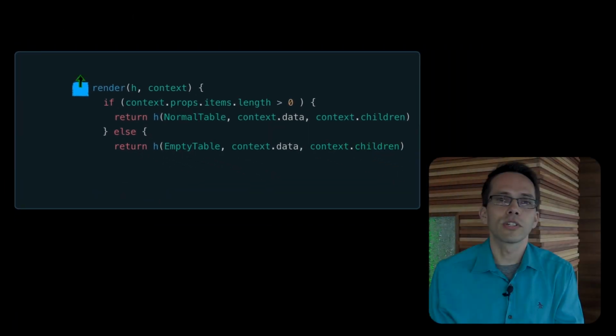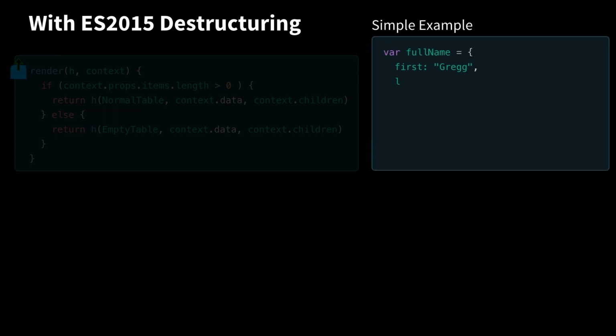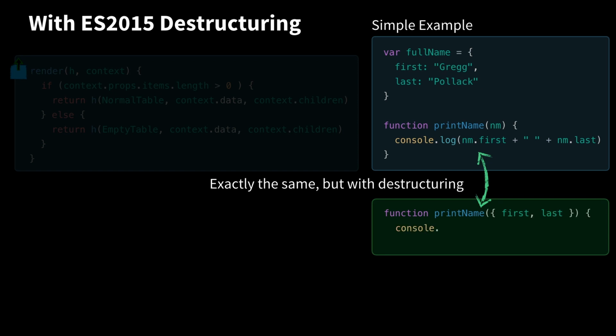Before we move on, I want to show you how some people would simplify this code using ES 2015 destructuring. In case you're not familiar with destructuring, here's a simple example. Here I have the full name object, and inside my print name function I can just print out first name and last name. But there's another way to write this using destructuring. Instead, I can write print name and specify first and last. See the curly braces in there? And then just print out to the console first and last. These two functions are essentially equivalent.